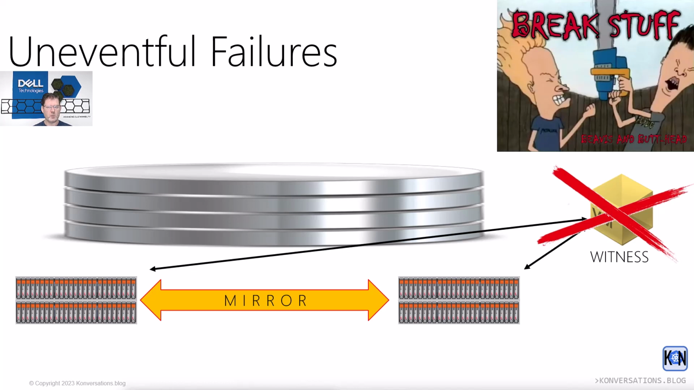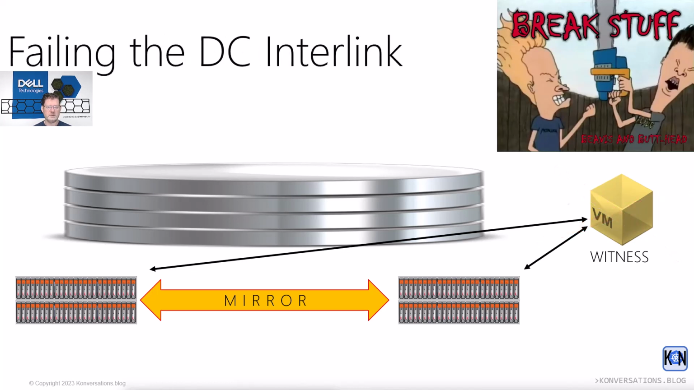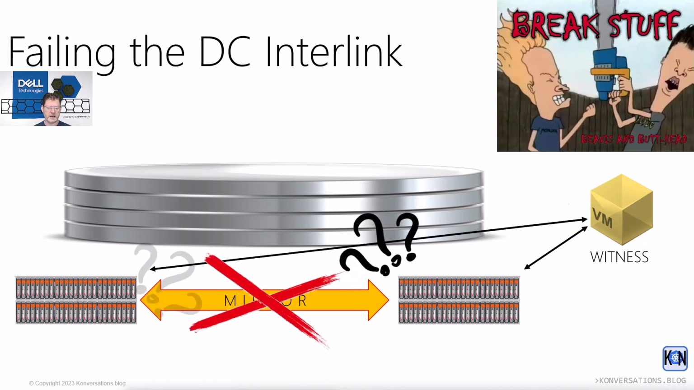The more interesting one in breaking stuff is, what if I fail the DC interlink? So failing the link between the two storage arrays. As we saw before, the two storage arrays have no clue what happened. Whether there's a witness involved or not, the response should be the same, because without a witness, the other array doesn't know what happened, so it will stop access to all of the non-preferred volumes.